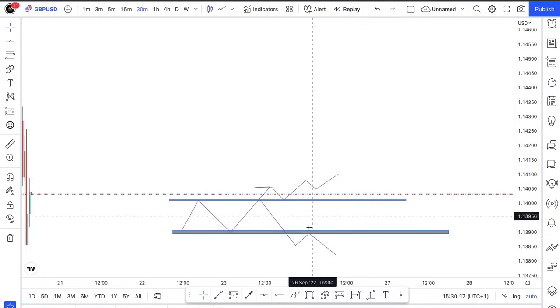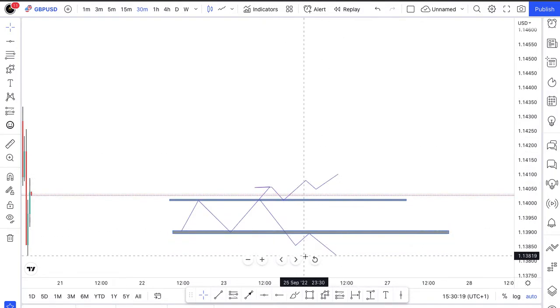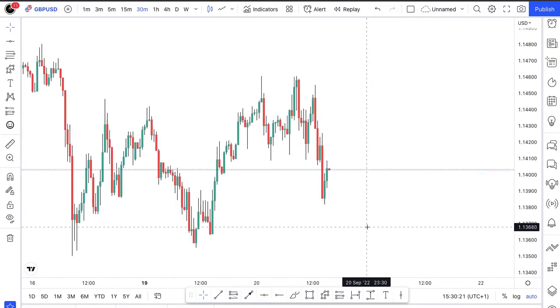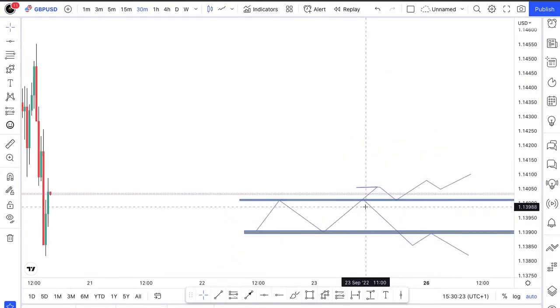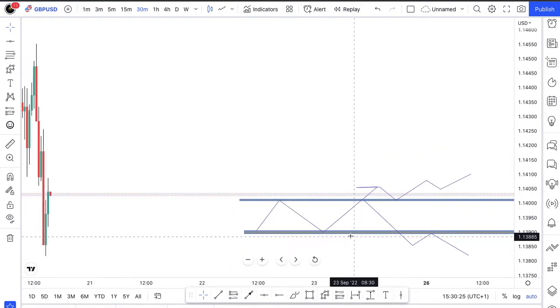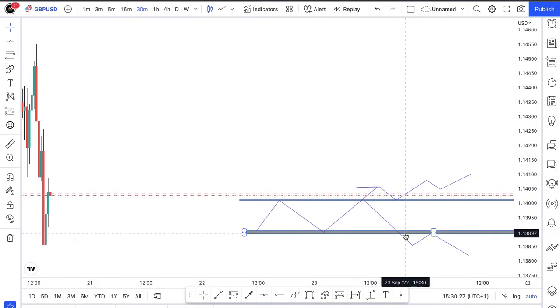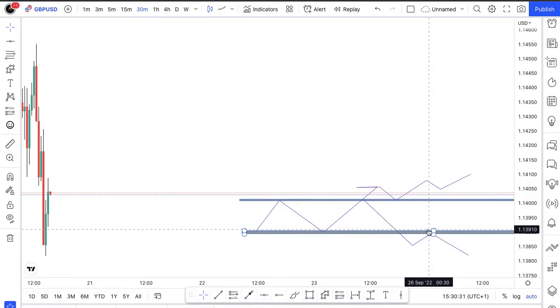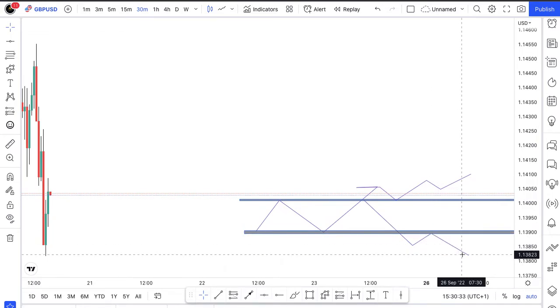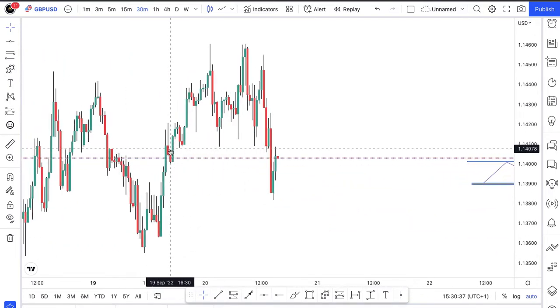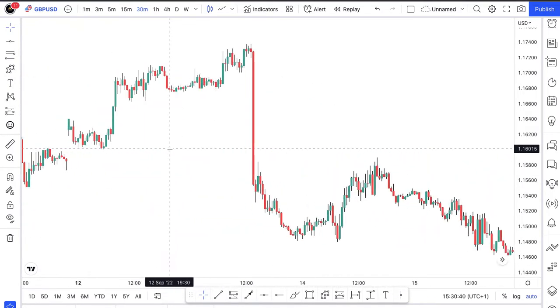Since the market has broken below this point, let's go back. Since the market has broken below this point, it automatically becomes what? It becomes a resistance. That means there's a higher tendency that whenever price returns here in the future, it is going to fall down. So how do you now trade break and retest?